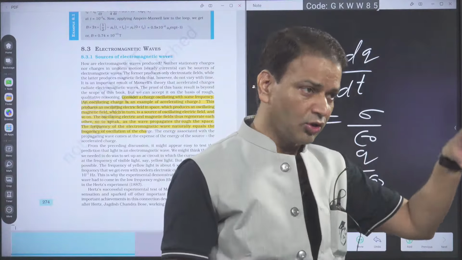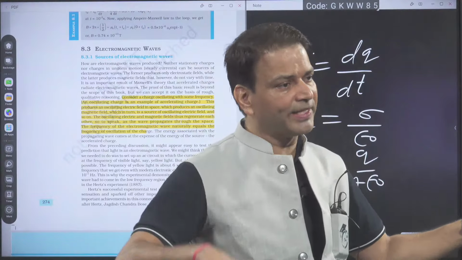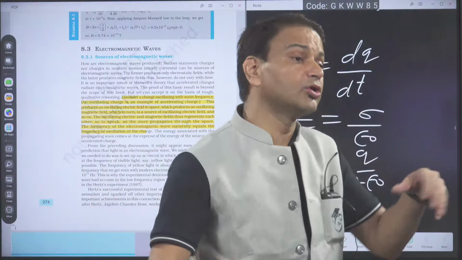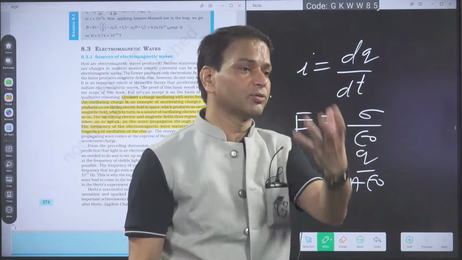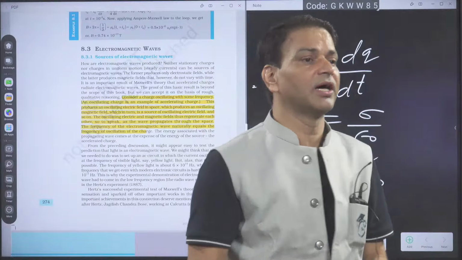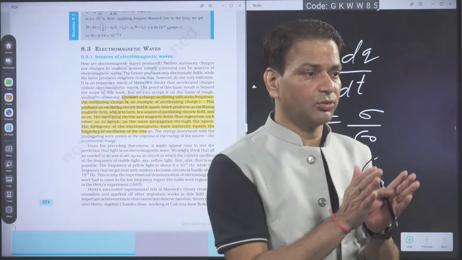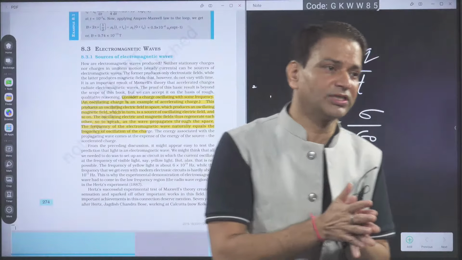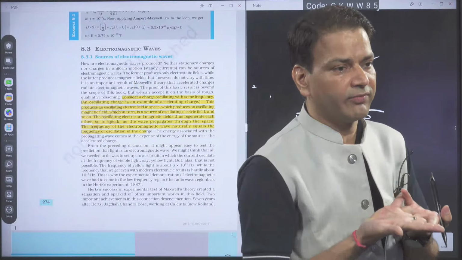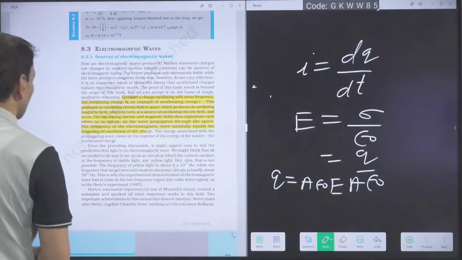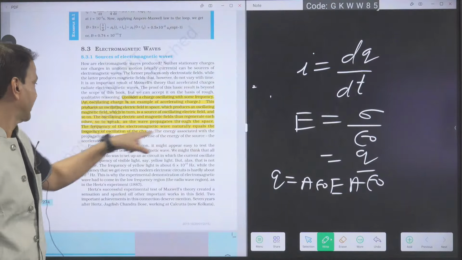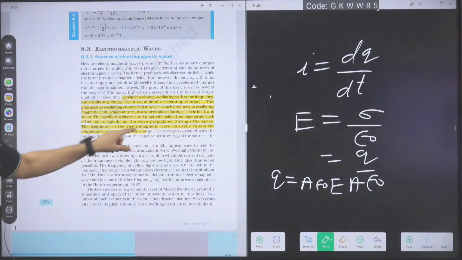So the frequency of oscillation of the charged particle will be equal to the frequency of the EM wave it will produce. Those oscillating with high frequency can produce X-ray and gamma rays. Those oscillating with low frequency can produce microwaves and radio waves. So one thing you have to remember, the frequency of oscillation of the charged particle is equal to the frequency of the EM wave they will produce. That is, the frequency of the electromagnetic wave is naturally equal to the frequency of oscillation of the charge.